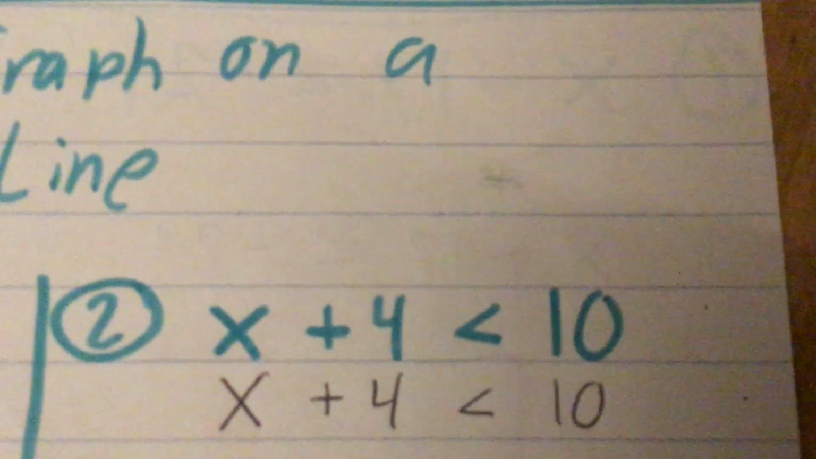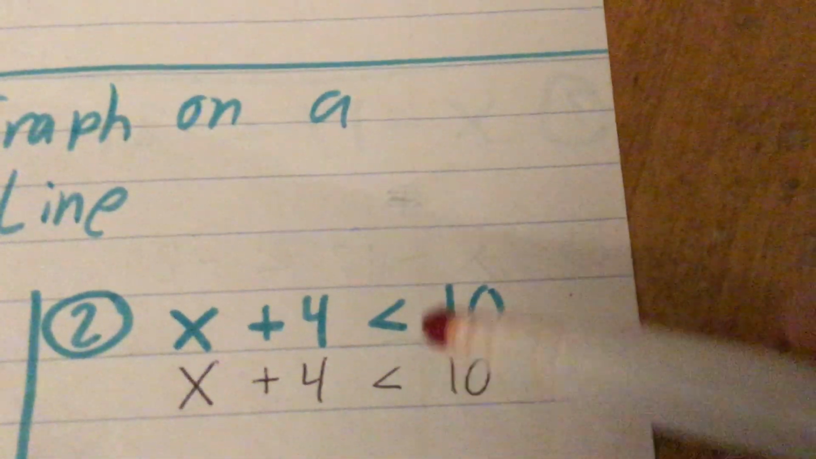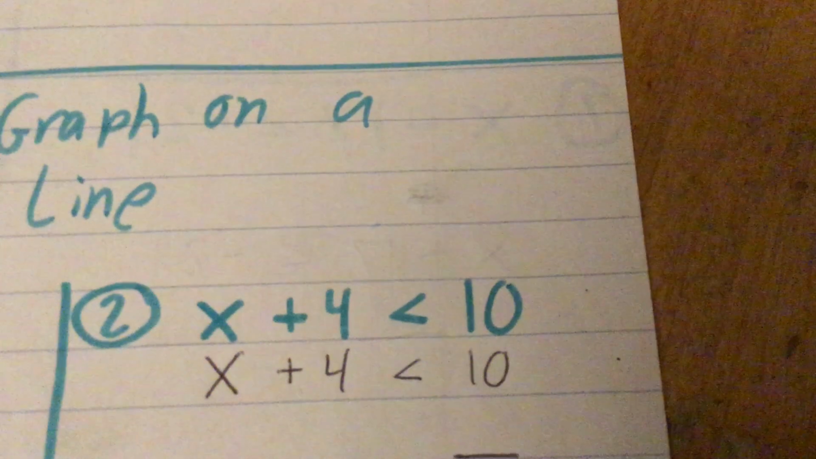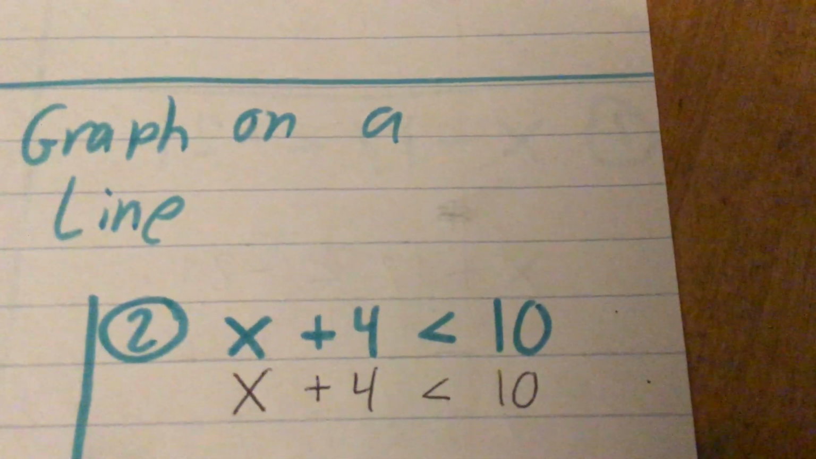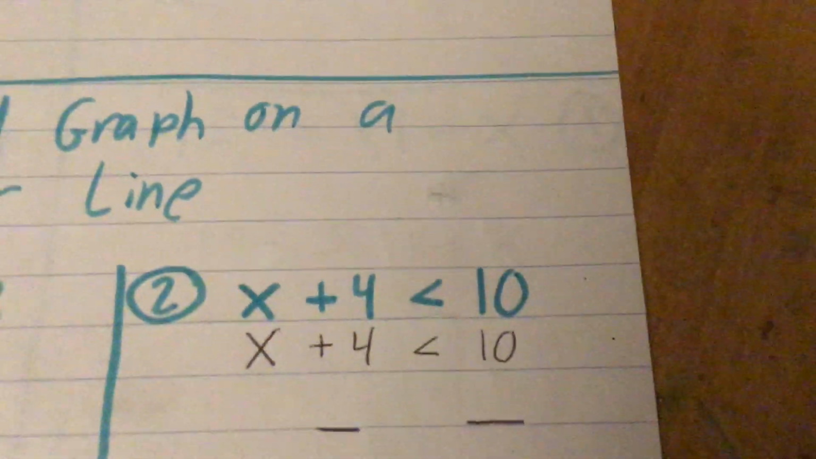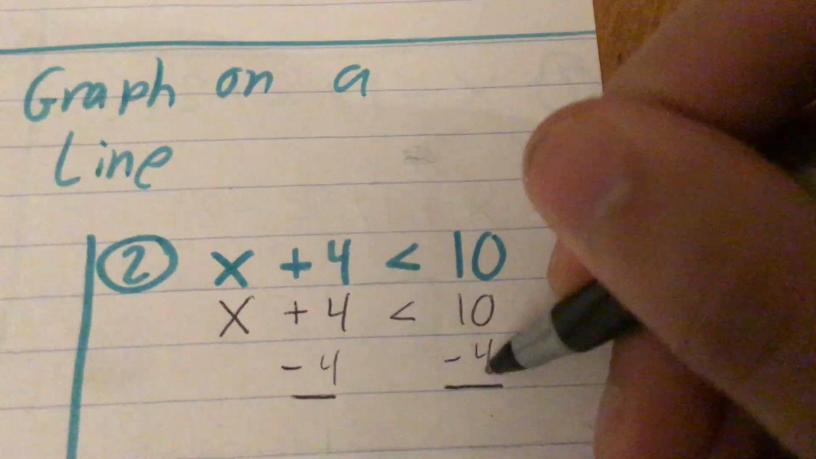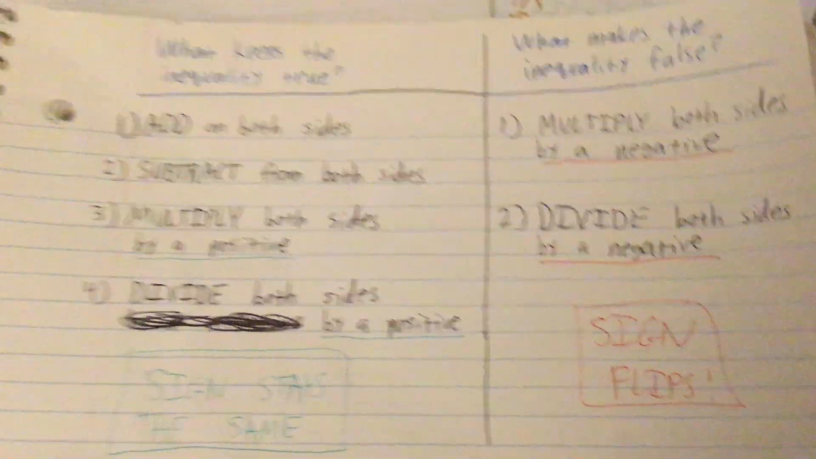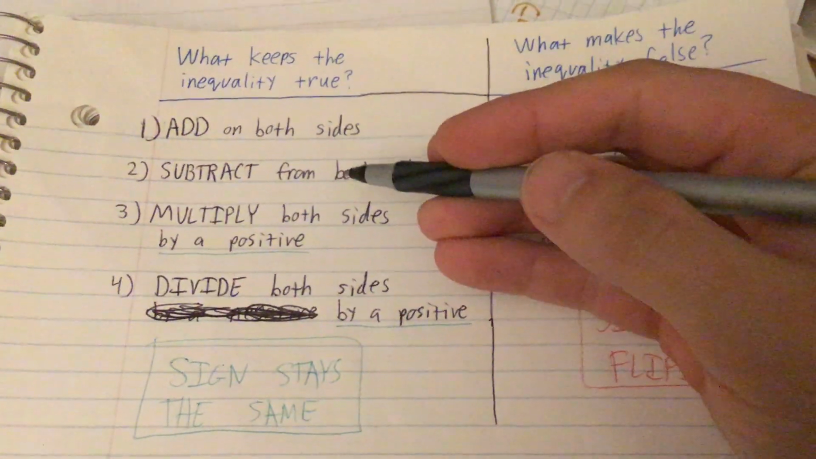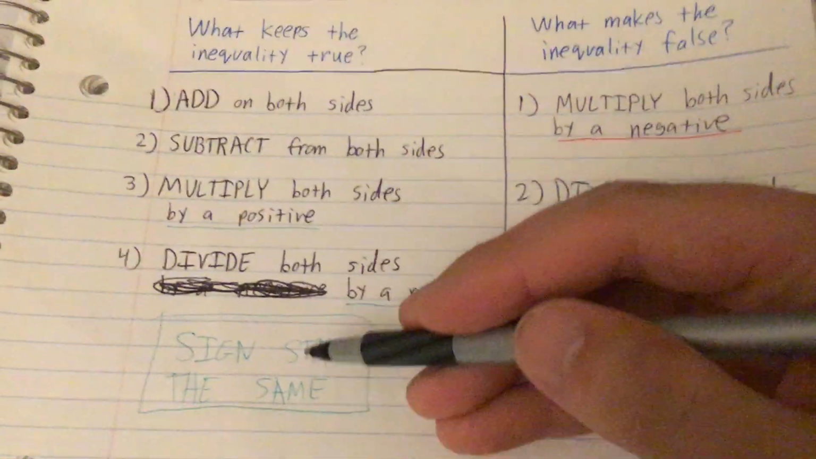So let's take a look at this problem. X plus 4 is less than 10. So if this was an equals sign problem, what would I need to do? X plus 4 equals 10. Well, I would subtract 4 from both sides. So now that cancels out. I'm going to look at my little table. What did I do on both sides? I subtracted 4 from both sides. So that keeps the inequality true.